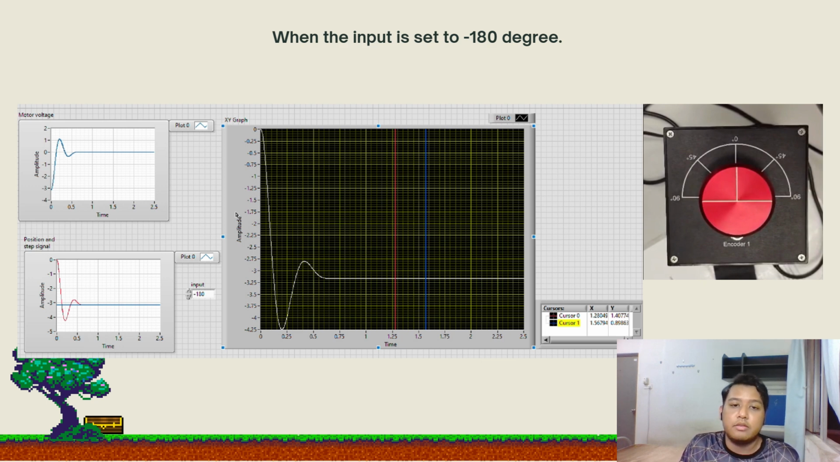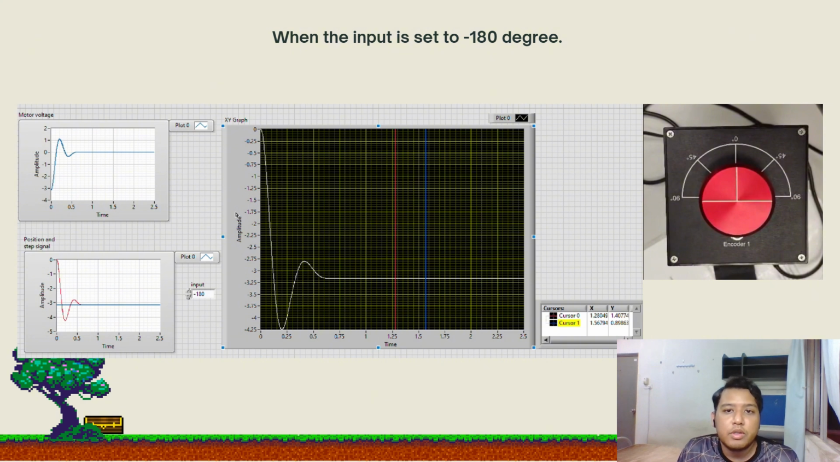The closed loop system uses feedback from the encoder to detect the current position and compare it to the new target. Because the new target is in the negative direction, the controller applies reverse voltage to the motor. This causes the disc to rotate counterclockwise, reducing the angle value over time. In the graph, this movement is shown as a smooth downward slope, which means the output angle is decreasing as the disc moves toward negative 180 degrees.